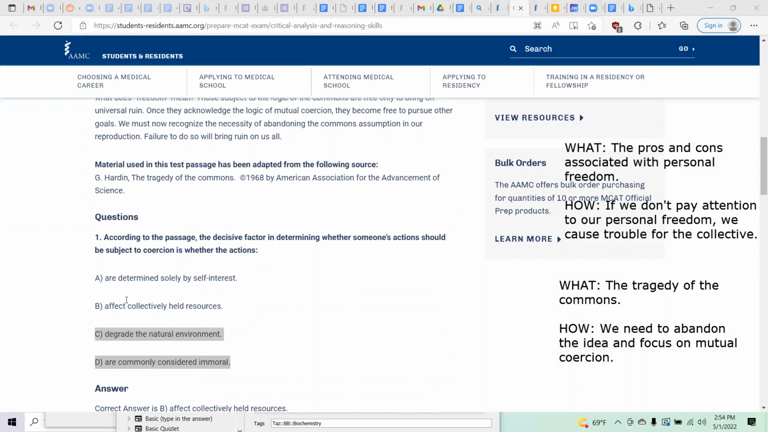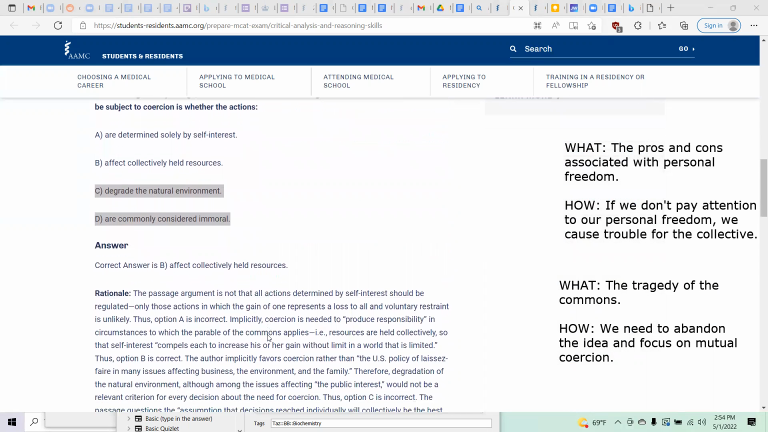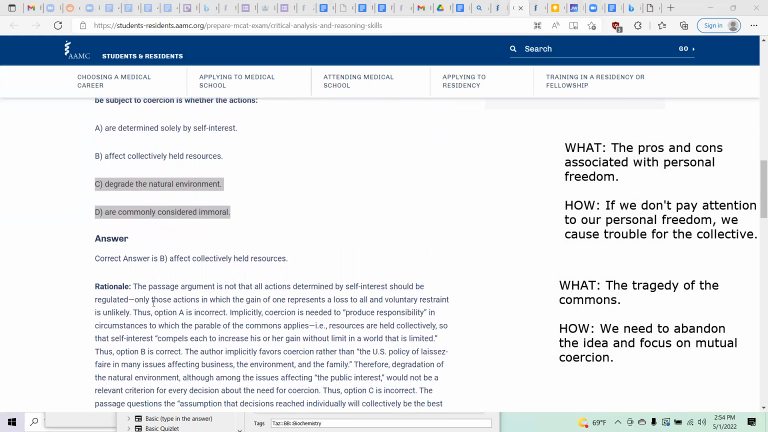So that's why this is the decision that they're forcing you to be torn about, and these are the obvious ones that are deleted. So only those actions in which the gain of one represents loss to all and voluntary restraint is unlikely. Thus option A is incorrect. Implicitly, coercion is needed to produce responsibility in circumstances to which the parable of the commons applies, i.e. resources are held collectively so that self-interest compels each to increase his or her gain without limit in a world that is limited. Thus, option B is correct.